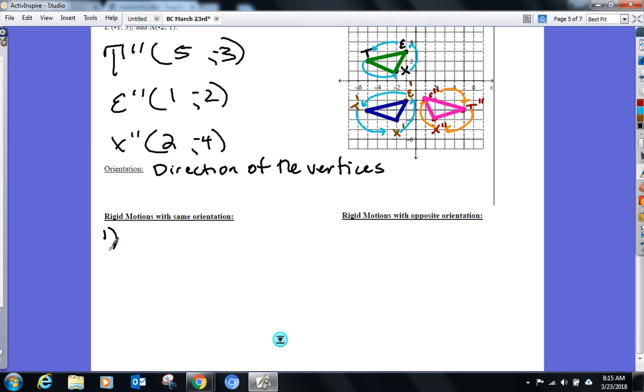All right. Can you guys describe rigid motions that would have same orientation? You just did one right here. What did I do to go from this triangle to this triangle? A translation. So when I translate a figure, it will not change its orientation. Are there any others? Maybe that we didn't do up here, but you could think to yourself, it's got to be a rigid motion. Evan?